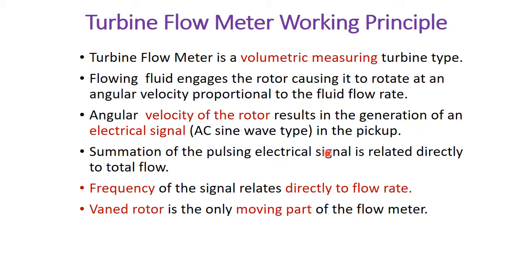flow rate. In this transducer, the vane rotor is the only moving part of the flow meter, and basically there are different types of flow meters used for liquids or gases. Turbine flow meter is a volumetric measuring type of flow meter.